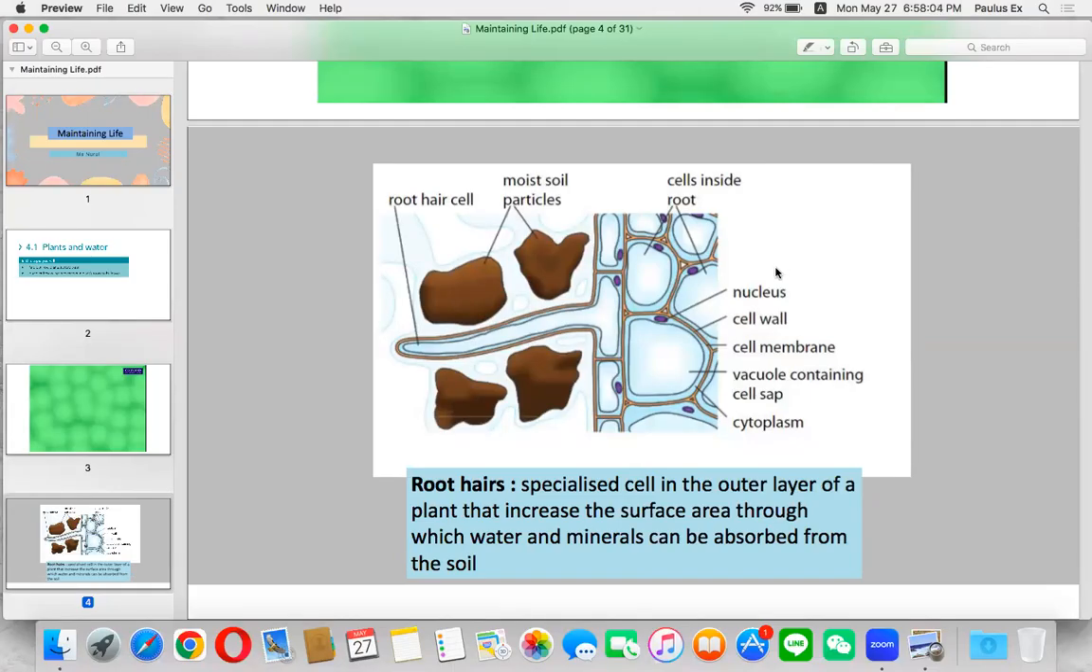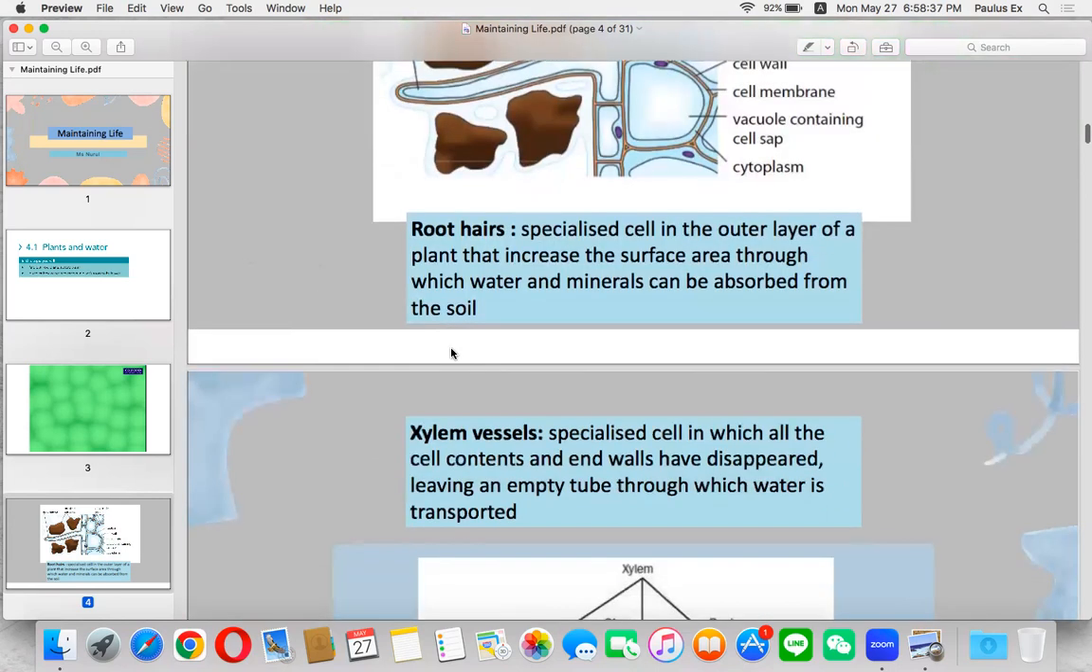Now this is root hairs, specialized cells in the outer layer of a plant that increase the surface area through which water and minerals can be absorbed from the soil. This is the root hair cell. Then there are moist soil particles, and cells inside the root, and then there is the nucleus, cell wall, cell membrane, vacuole containing cell sap, and cytoplasm.